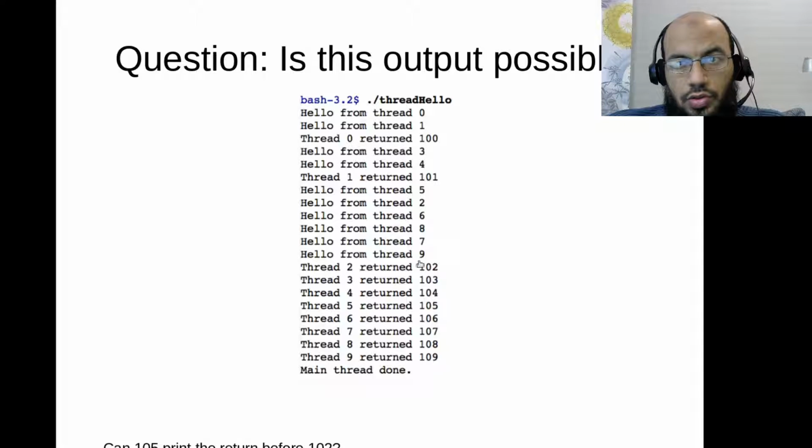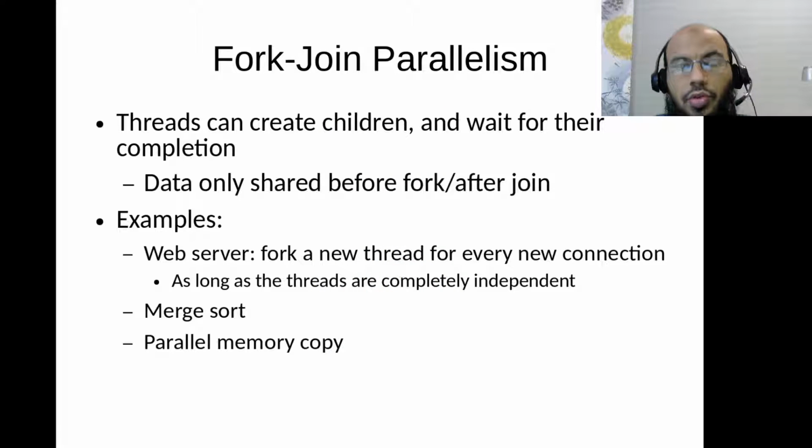So let us now look into fork join parallelism. Fork join parallelism is basically that a thread can create child threads and wait for their completion. And when a thread or a process creates a new thread, you almost always have the data only shared before the fork or after the join.